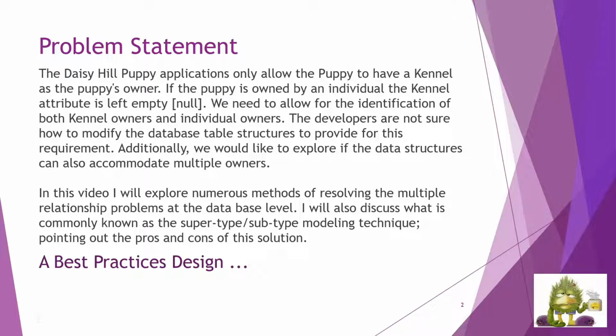So, the Daisy Hill puppy applications right now only allows a puppy to have a kennel as the puppy's owner. As you may very well know, sometimes a kennel owns a puppy and sometimes an individual person owns a puppy. And the way that it's dealt with now within the Daisy Hill applications is that if an individual owns the puppy, the attribute is simply left null, and we're left to not understand who that individual owner is. And so the question has been presented is to allow the application and then reporting downstream to understand and define the ownership of puppies by a kennel or by a specific individual.